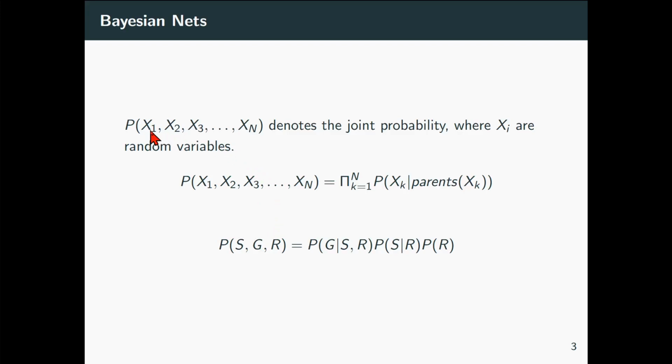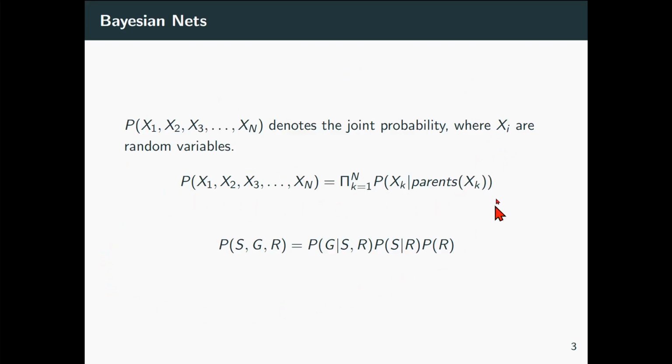So in general, if you have some x1 through xn random variables, the joint probability of them, probability of x1 through xn, is given by a simple formula: the product of the probability of each variable given its parents. This entire thing is called the factorization of a Bayesian network.